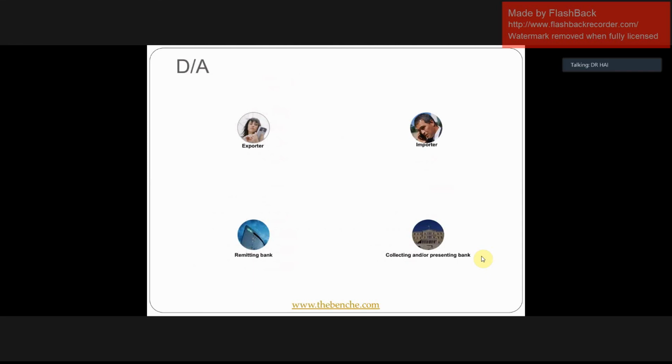Okay, so now move to the DA transaction. On the slide, we have 4 parties. The parties are the same as the DP transaction. Exporter is also principal. Importer is also drawee. And we have a remitting bank and collecting bank. The first step is the agreement between the exporter and the importer. I mean that the seller and the buyer sign a sales contract. They agree to use DA as a method of payment.